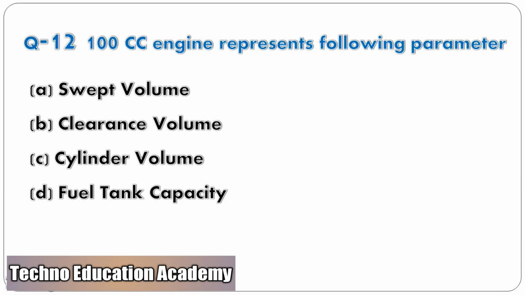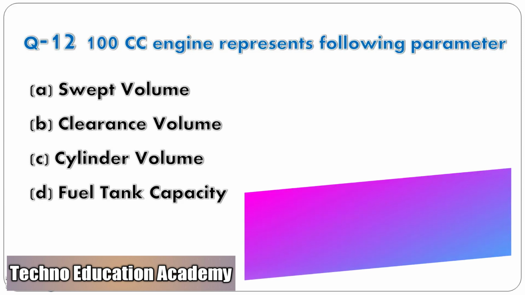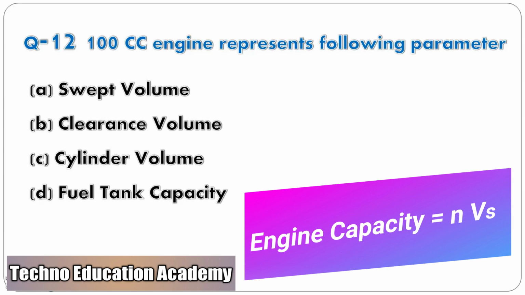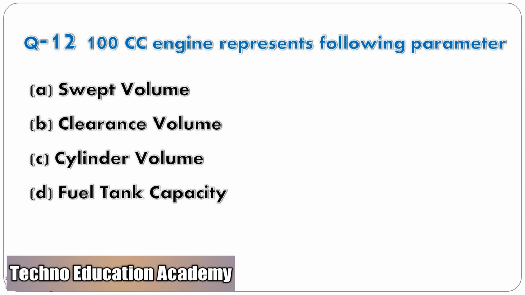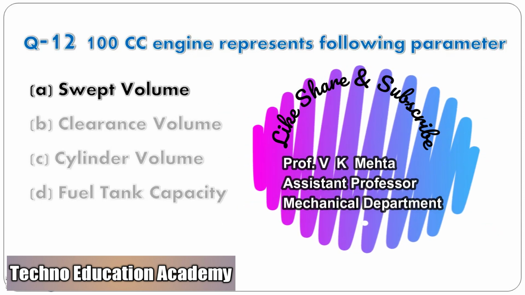Its equation is Vs equal to pi by 4 d square L, and engine capacity is measured in swept volume. So in a Volvo bus, on the backside you can see that the engine capacity is mentioned as 9400 cc. So it represents the swept volume. The equation of engine capacity is equal to n into Vs, where small n represents the number of cylinders while Vs is swept volume. So the right answer is option A, swept volume.